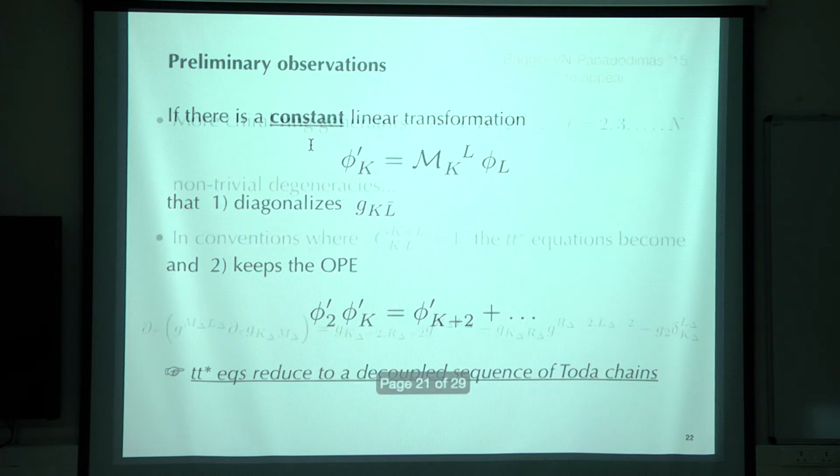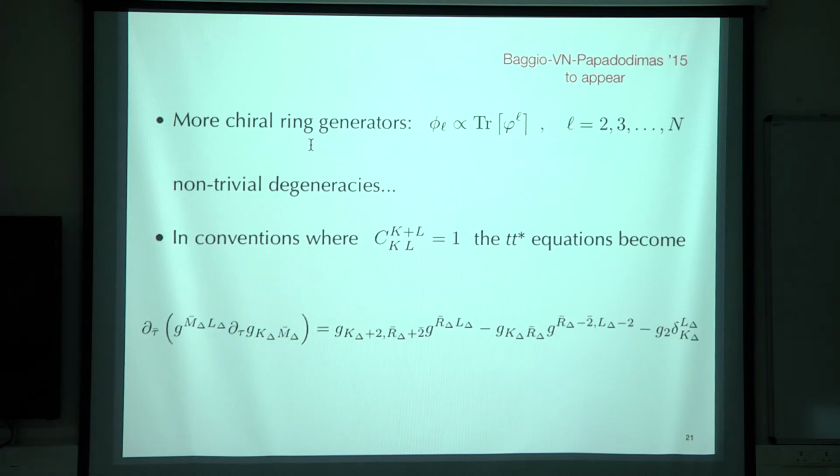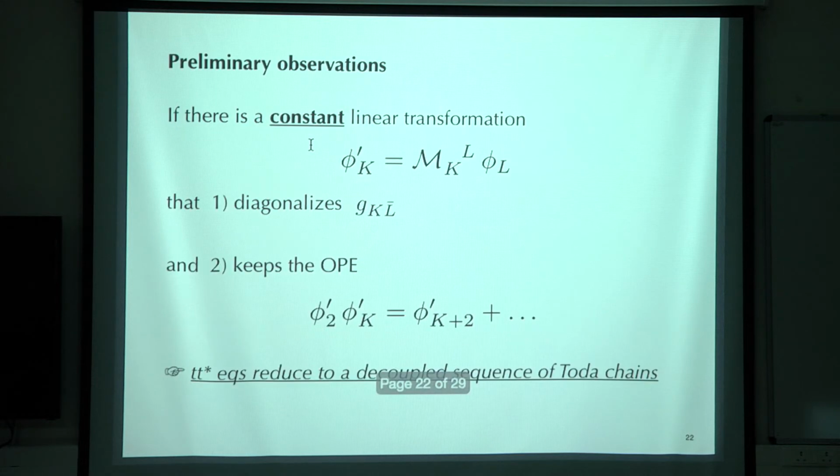So first of all, here all these equations are written in a specific set of conventions, as I said, the holomorphic gauge. Okay, so let's suppose that there is a constant linear transformation with elements m that do not depend on tau and tau bar, where I go from the phi_l to the phi prime, to a new basis. Okay, and this linear transformation has the following properties. First of all, it diagonalizes G_{K L-bar}, all the 2-point function coefficients, and secondly, it keeps the OPE between phi_l and phi prime_k in this form. So only one chiral primary appears on the right-hand side. Okay, so this was the form of the OPE that we had in the unprimed basis.